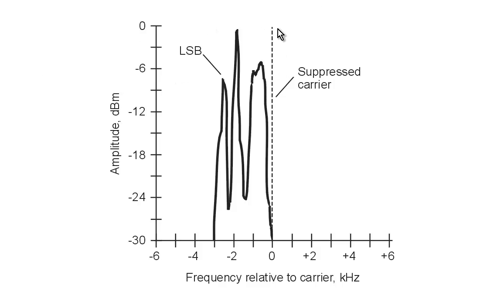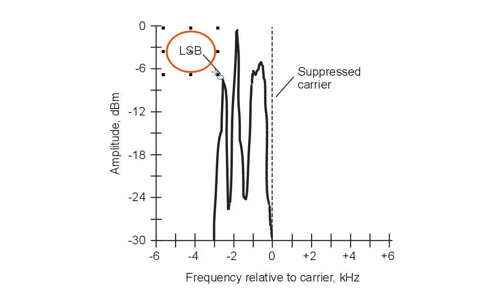Lower sideband. Notice the carrier frequency represented by that dashed line, frequency relative to carrier in kilohertz, +2, +4. The bandwidth of the signal, as you can see, is roughly 3 kilohertz. That's typical of a single sideband signal. This particular signal shows the lower sideband.